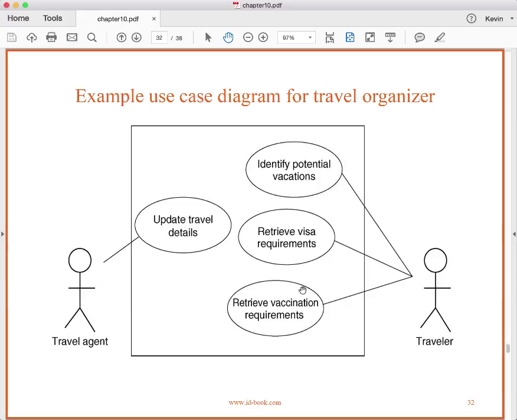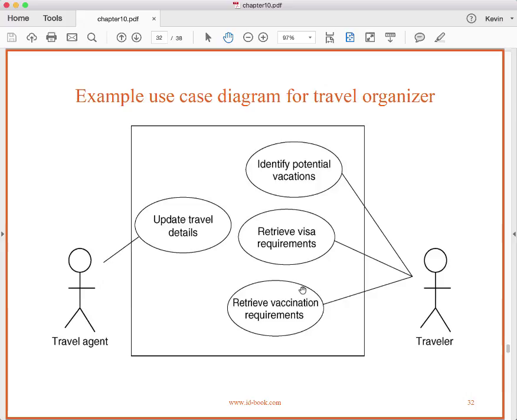Okay? Now, what's nice as an interaction designer who wants to come up with a design, you want to create some kind of a prototype, right? Well, you can take a use case, the combination of the diagram and the specification or specifications. Or you can take a scenario that we showed you before we got to use cases, and you can say, okay, let's come up with a prototype that will support that scenario.